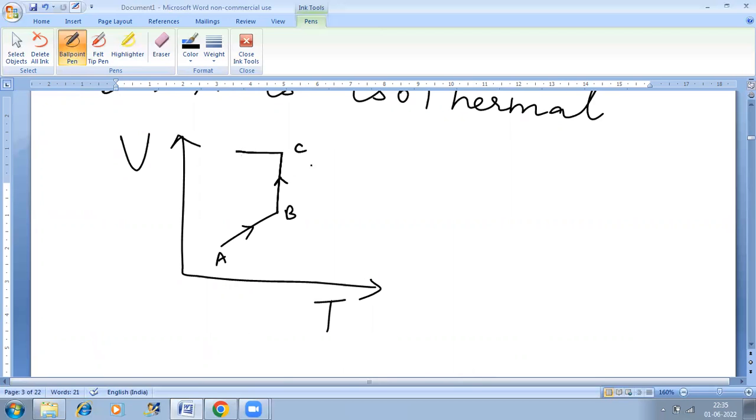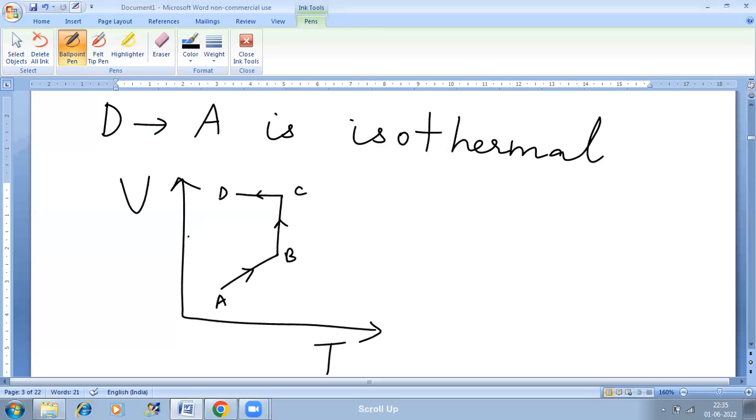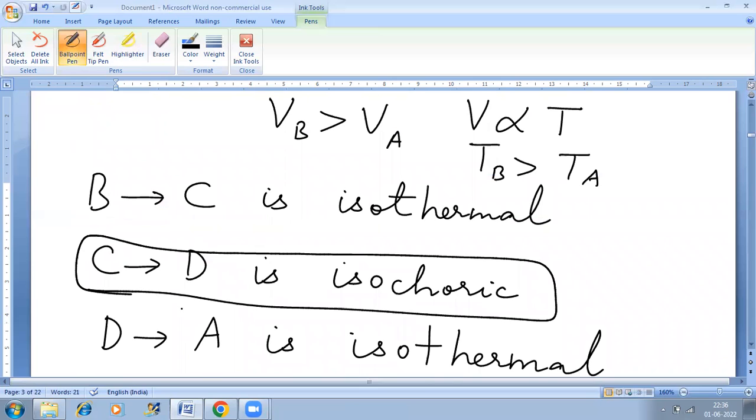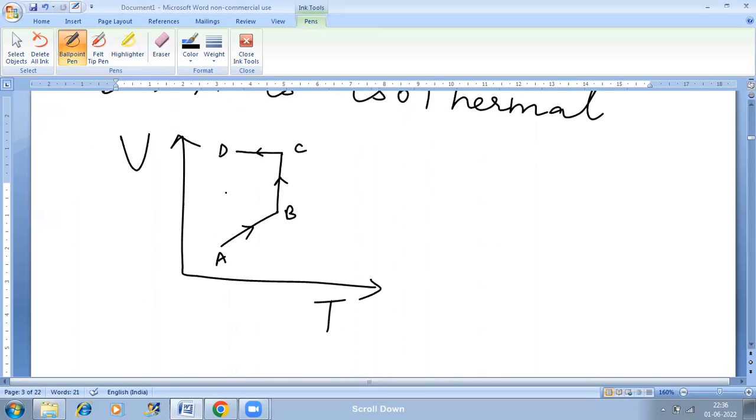It's a line parallel to the y-axis, that is BC, indicates that the temperature is constant. Then C to D is a line parallel to the x-axis, which means that the volume is constant. We have already assessed here, and we know that the volume is constant when the process moves from C to D. And then D to A is again isothermal, so there is a line parallel to the y-axis. Hence, this should be the correct answer. So C is the correct option.